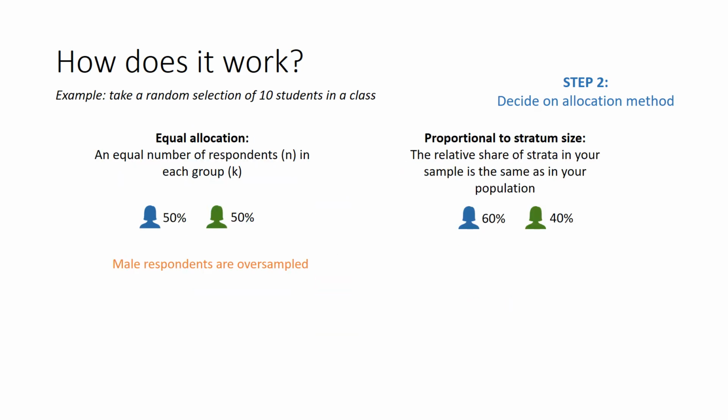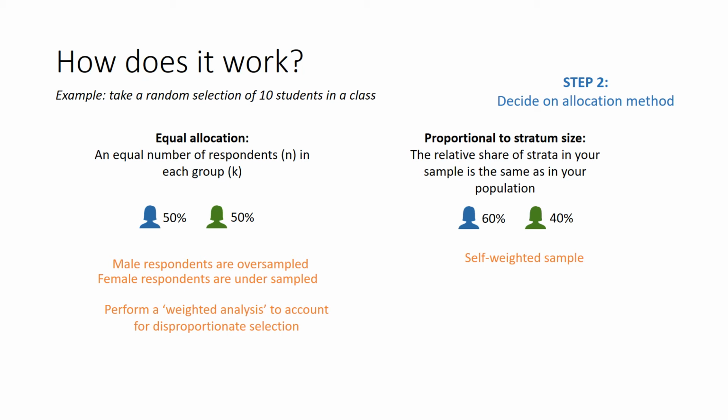Depending on our method of allocation, we end up with a different sample. With equal allocation, we end up oversampling male respondents, as they account for only 40% of the population, but account for 50% of our sample. Likewise, female respondents only account for 50% of our sample, but for 60% of the population. This means that we have undersampled female respondents. If we want a reliable estimate from our sample, we will have to perform a weighted analysis to account for the disproportionate selection.